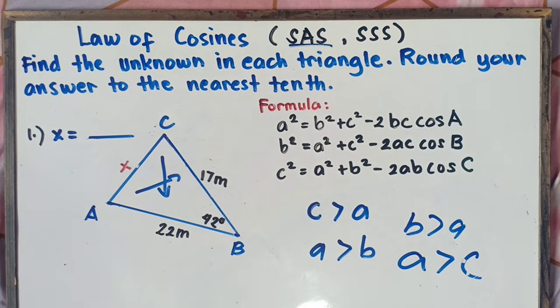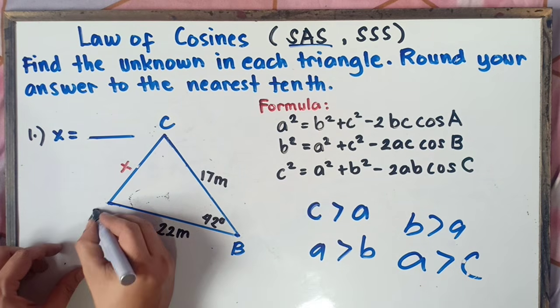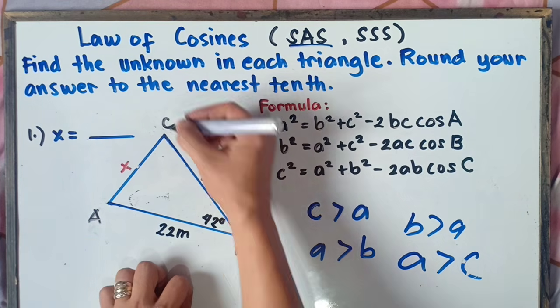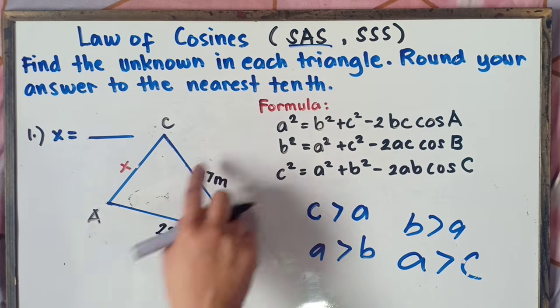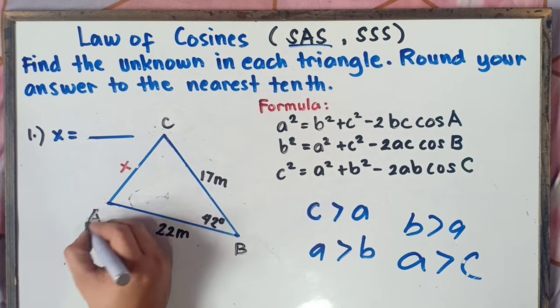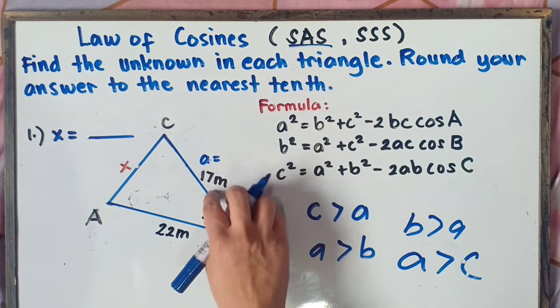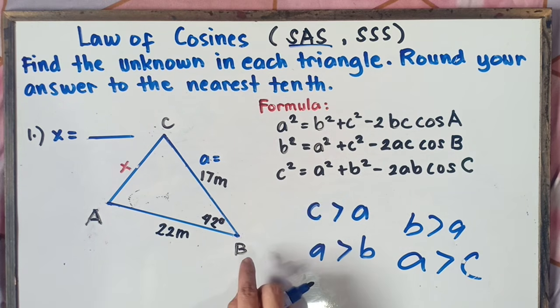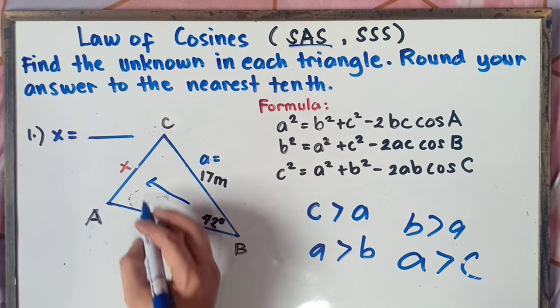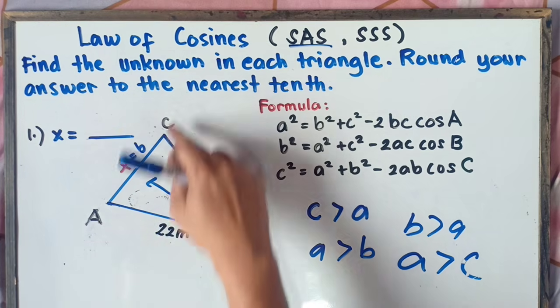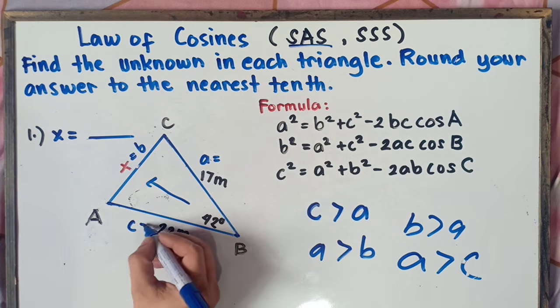So once again, opposite of angle A. Let me just write it in black. This is A, this is B, and then this is C. Once again, opposite of angle A, that would be side A, small a. So therefore a is 17 meters. Opposite of this angle B, that would be side B, so x will be b. And then opposite of angle C, that would be side C. So therefore c will be 22 meters.